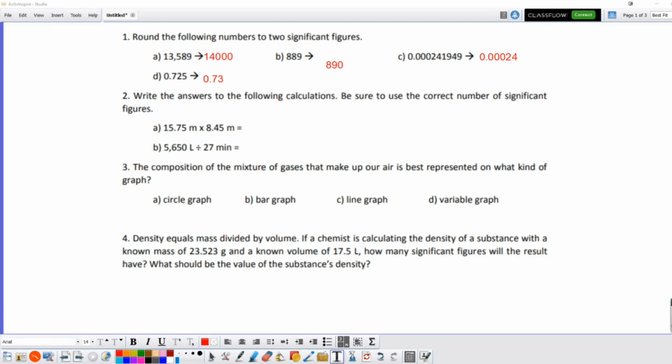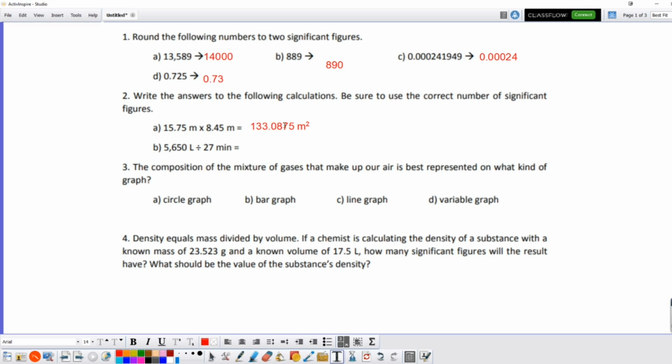Number 2 says, write the answers to the following calculations. Be sure to use the correct number of significant figures. Okay, so these are just simple multiplication problems. I am going to type this into a calculator. And for number 1, I get 133.0875. That's what my calculator tells me. Okay, let me go ahead and put in the unit as well. Meters squared.